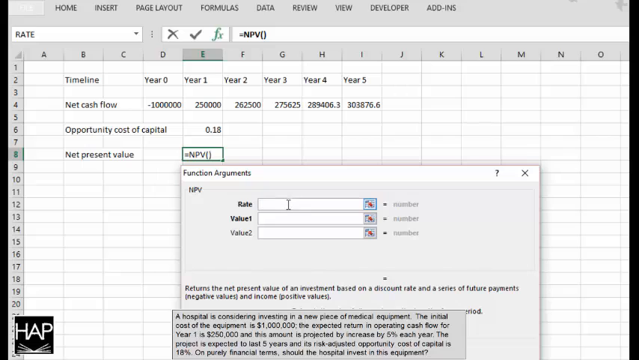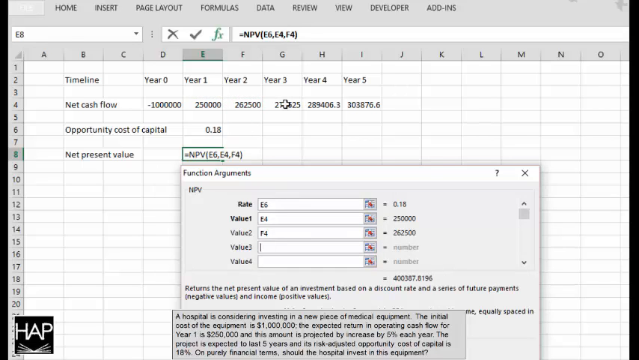And so I can enter the arguments here. It's asking for the rate. The rate that I'm going to use is the 18%. It's the opportunity cost of capital. In other words, it's the return that I would expect on a project of similar risk. And then the values that I'm going to enter are the ones from year 1, year 2, year 3, year 4, and year 5.